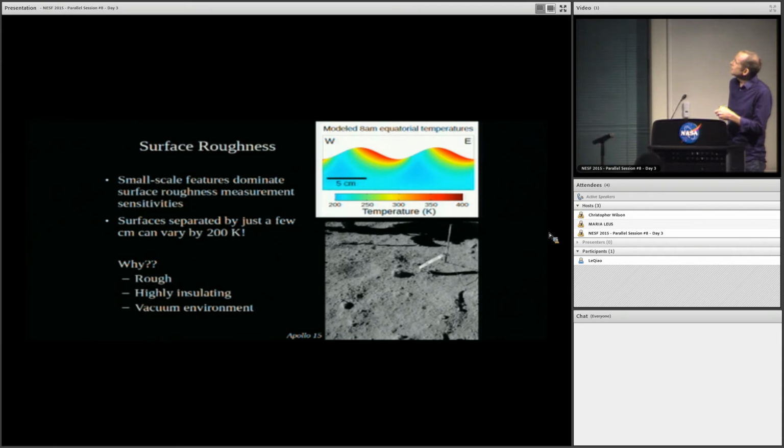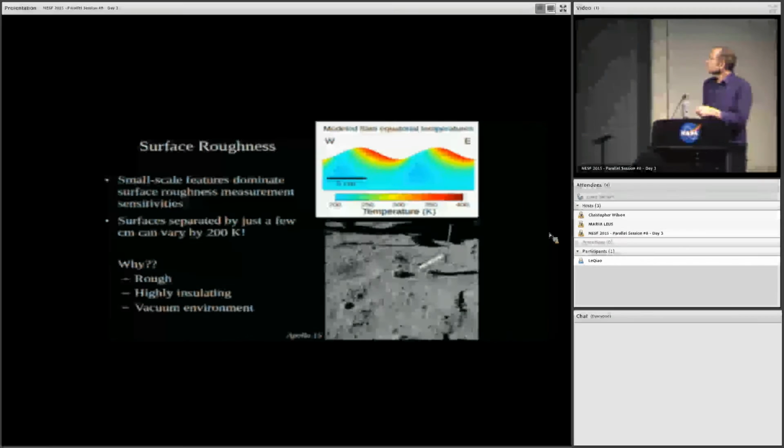And even though they're only separated by a few centimeters, we've got temperatures of 400 Kelvin and 200 Kelvin. And that's because we've got this very rough surface. That surface is highly insulating, and we're in a vacuum environment, so we don't have air to transport heat from the sunlit surfaces off to the shaded ones. So essentially, when we're looking at a surface, especially from orbit, we're seeing all of these temperatures mixed into our measurement, and we can model that.